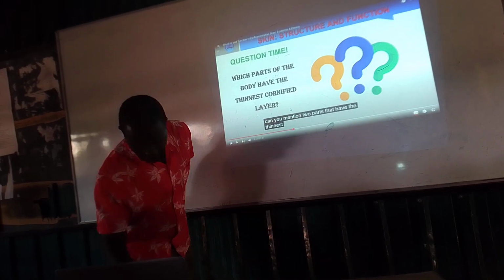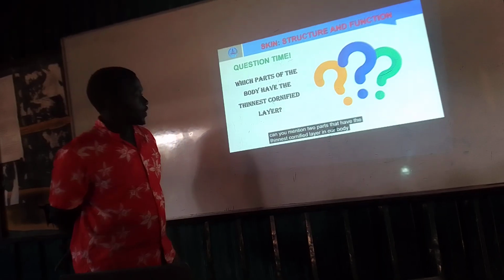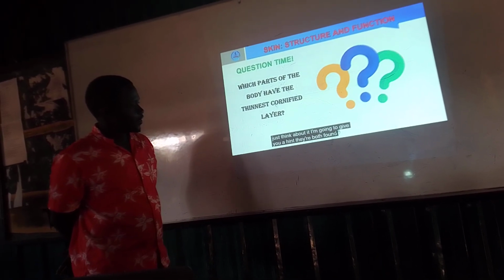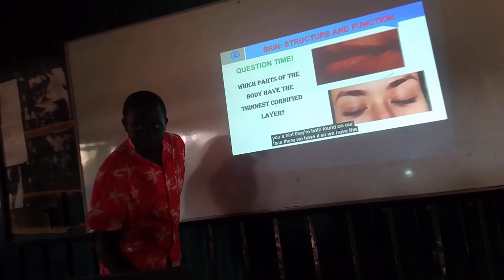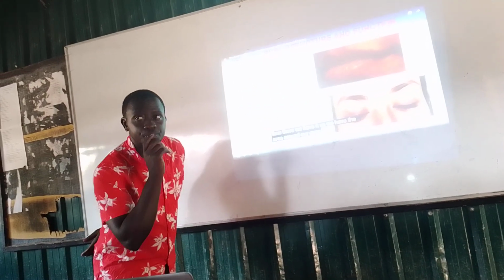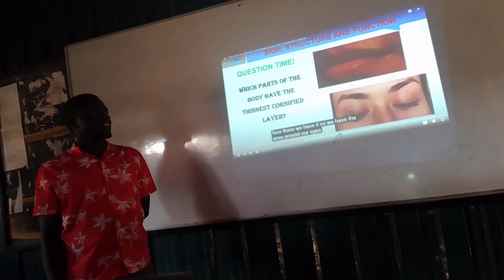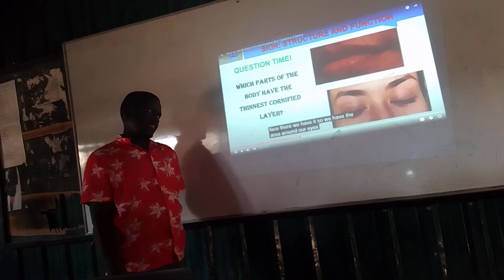So let's now wait and see the conified layer in our body. Just think about it. I'm going to give you a hint. They are both found on our face. So we have the area around our eyes. So what else? Lips. Yes, it is lips.